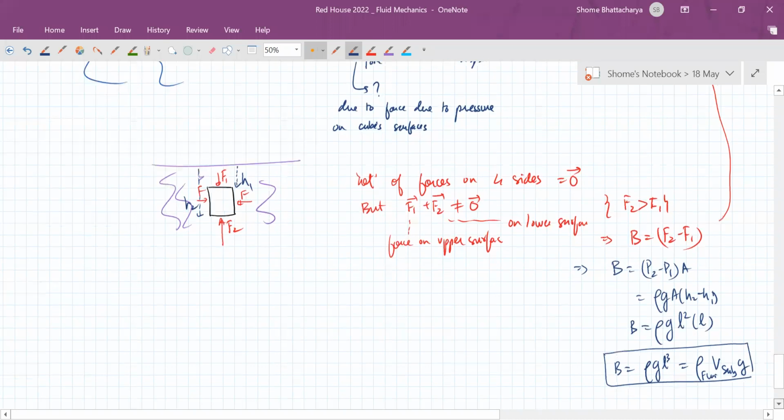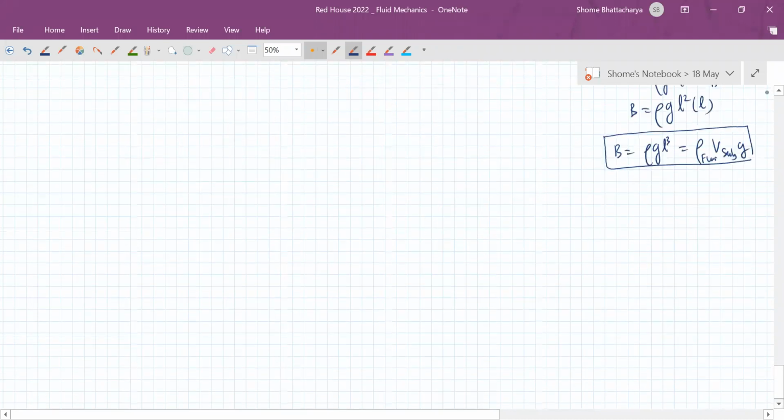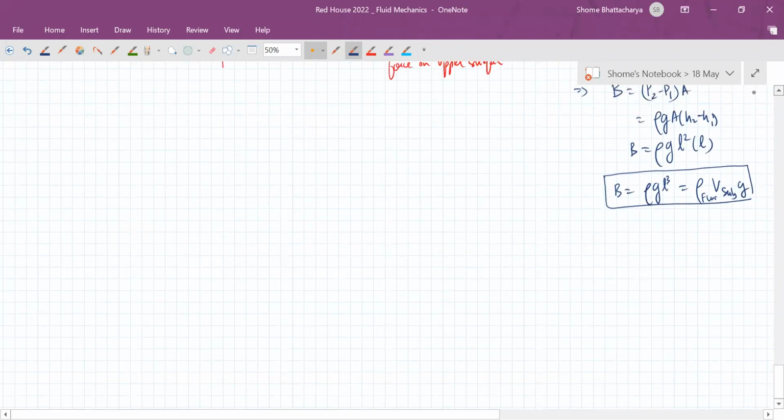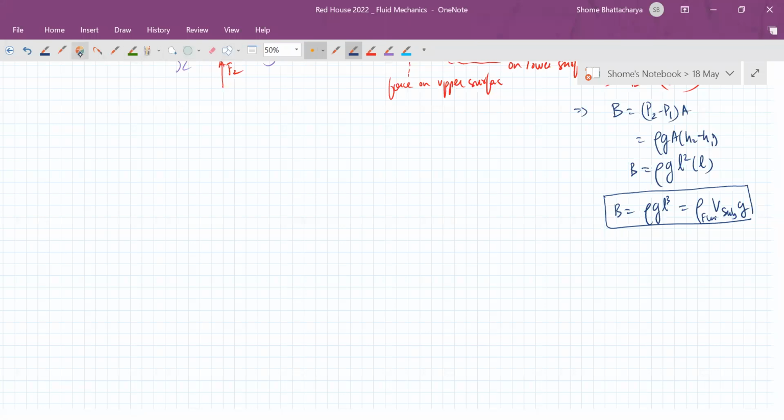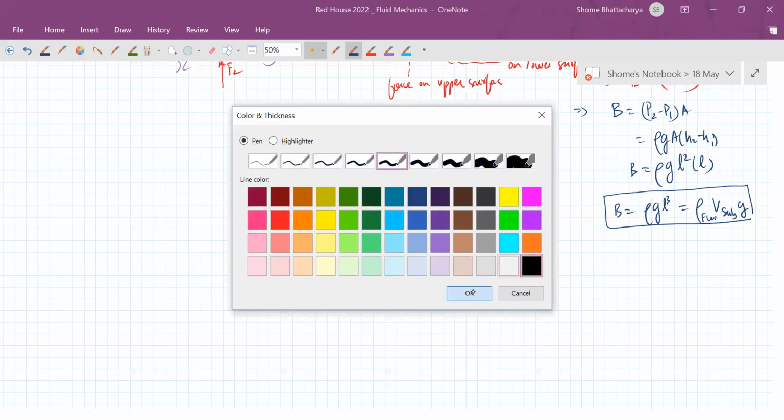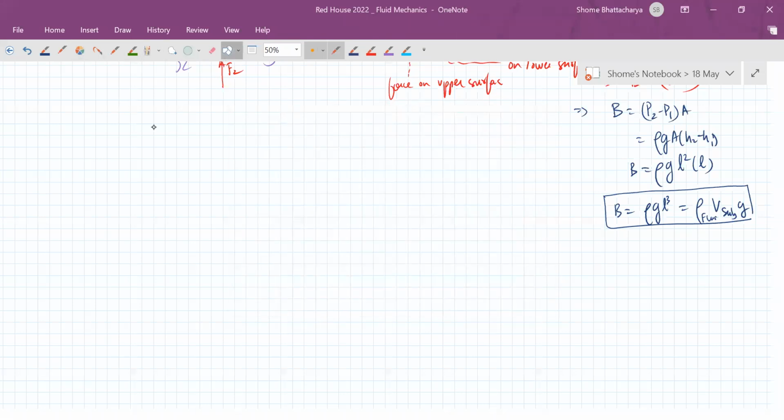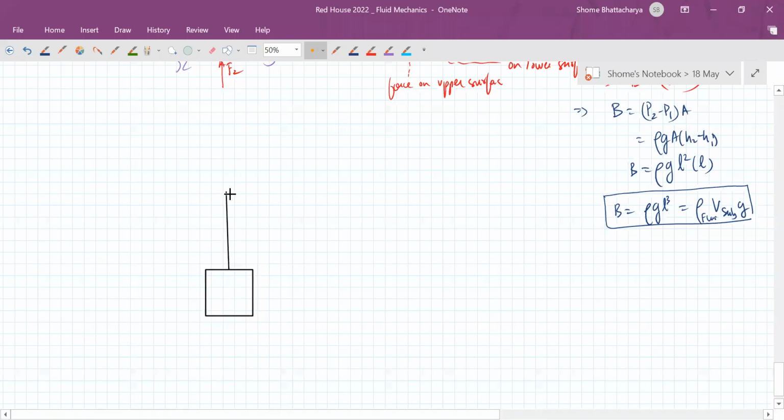Now, like that, you can very easily figure out a slightly different situation, where I've suspended the object in such a way that it's only partially submerged. But it's the same symmetrical shaped object. It's a cube. So it's again reasonably easy to show that our buoyant force will be equal to the weight of liquid displaced only. But this time the submerged part volume will not be L cube. It will be some fraction of it because it's not all submerged.